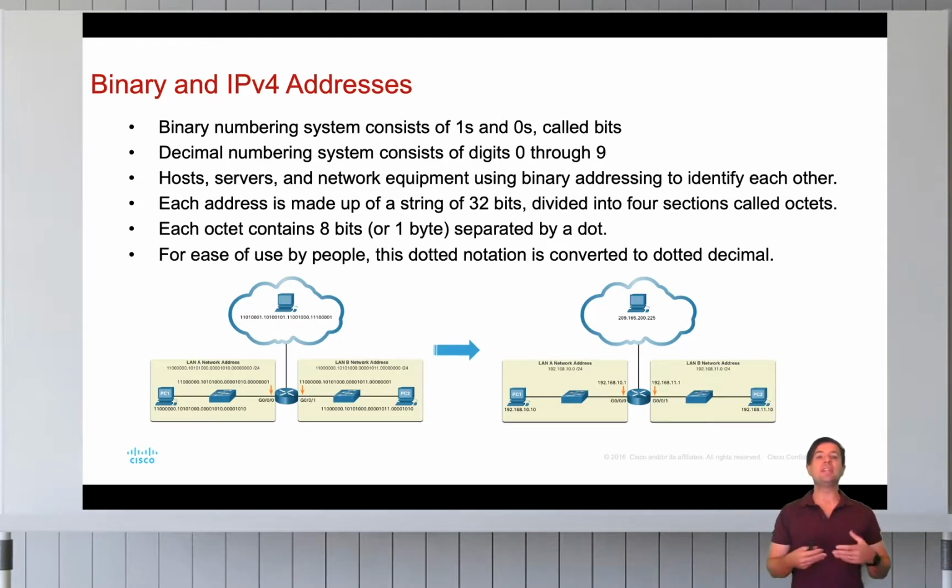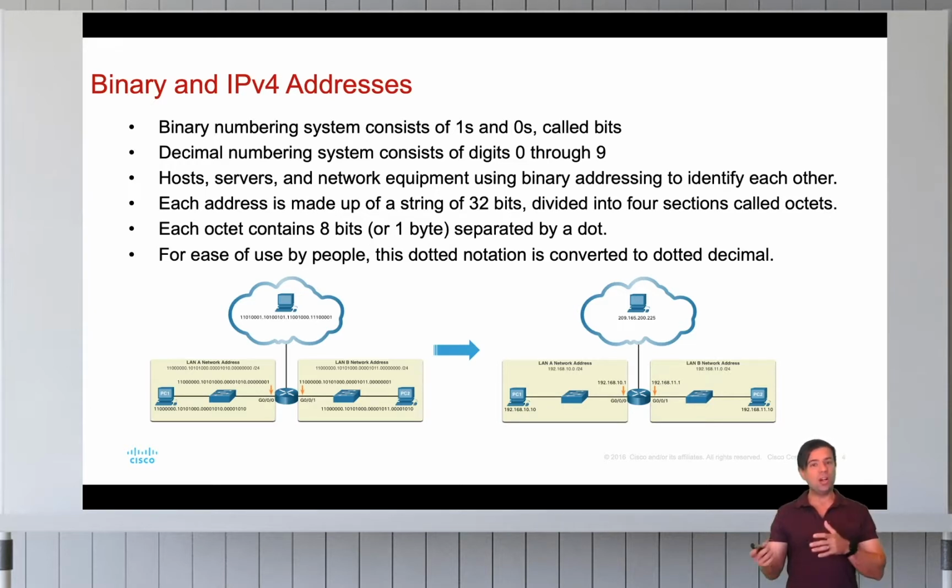Now, specifically, host servers and networking equipment actually use binary addressing to identify each other. So even though we see an IP address in decimal, computer devices actually see them in binary. Each IP version 4 address is subdivided into 4 sections. These sections are octets. Each one of those 4 numbers in an IP version 4 address is called an octet.